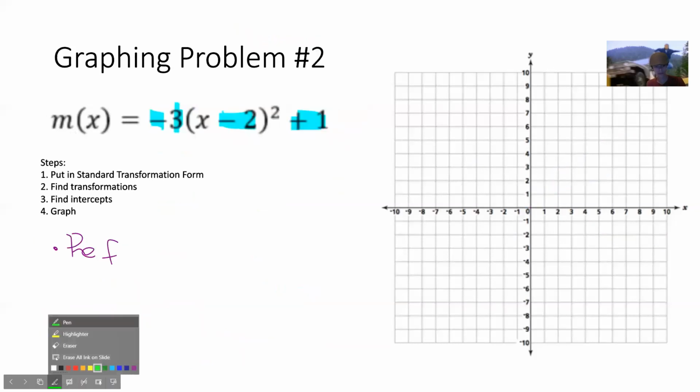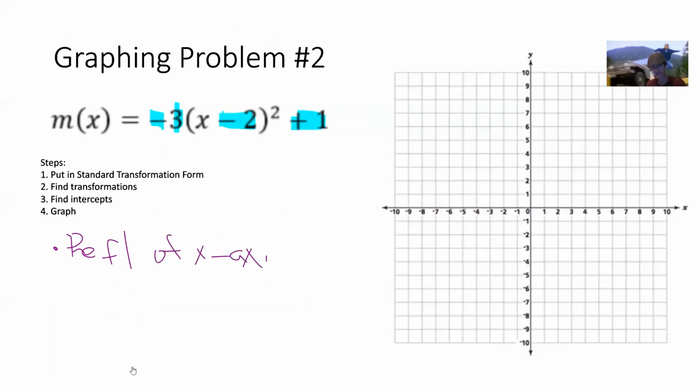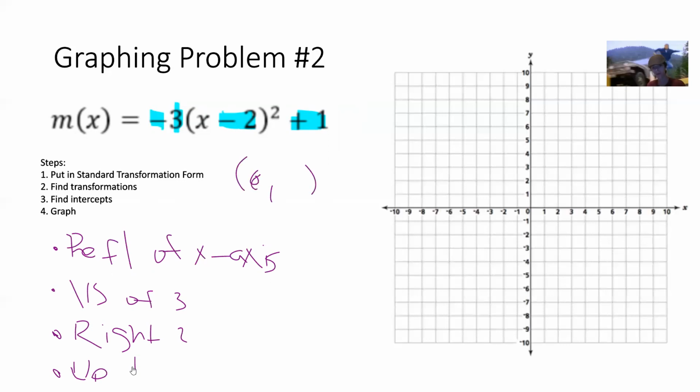So this time we're not going to forget. Okay. Reflection over x-axis. The 3 means vertical stretch of 3. No, there's nothing for b. That means right 2, and up 1, sorry. And we can already know that if we plugged in 0 for x, what would our y-intercept be? 0 minus 2, negative 2. Negative 2 squared, 4. 4 times negative 3, negative 12. Plus 1, negative 11. So y-intercept right here.